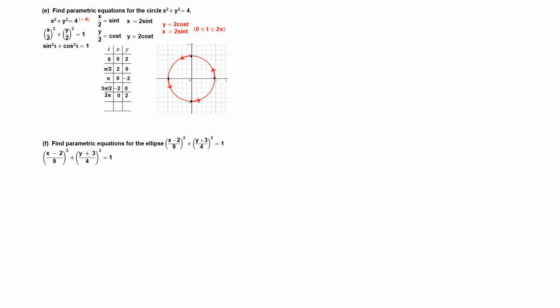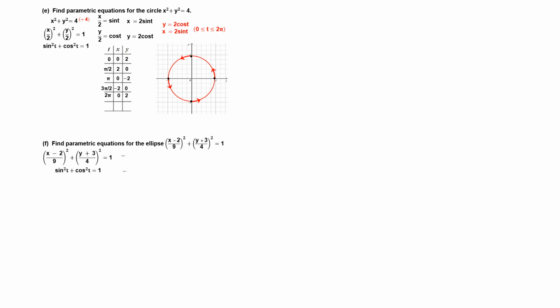As t progresses from 0 to 2 times pi, the point on the curve travels along a circle in a counterclockwise direction. The direction the point moves is again called orientation and is indicated on the graph. Find parametric equations for the ellipse. We apply the Pythagorean identity again.